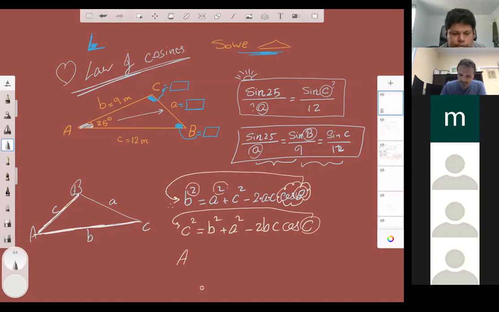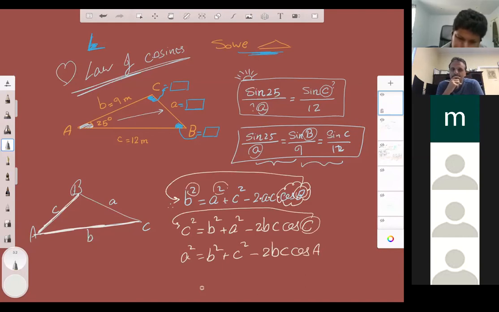Also, A squared equal to B squared plus C squared minus 2BC cosine of A. So this is the law of cosine. Somebody proved this, and the proof is not that complicated. But for now, we use the formula.